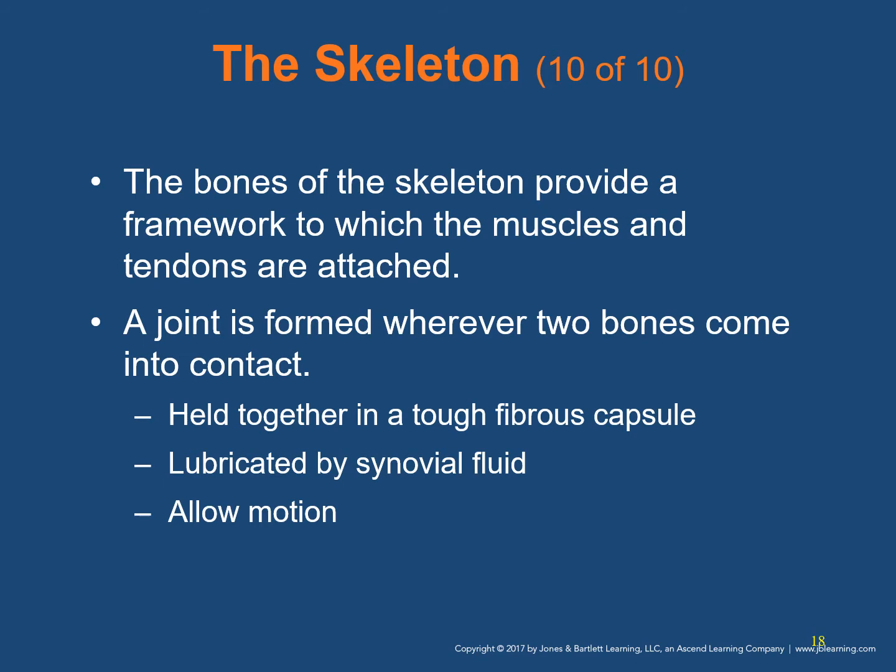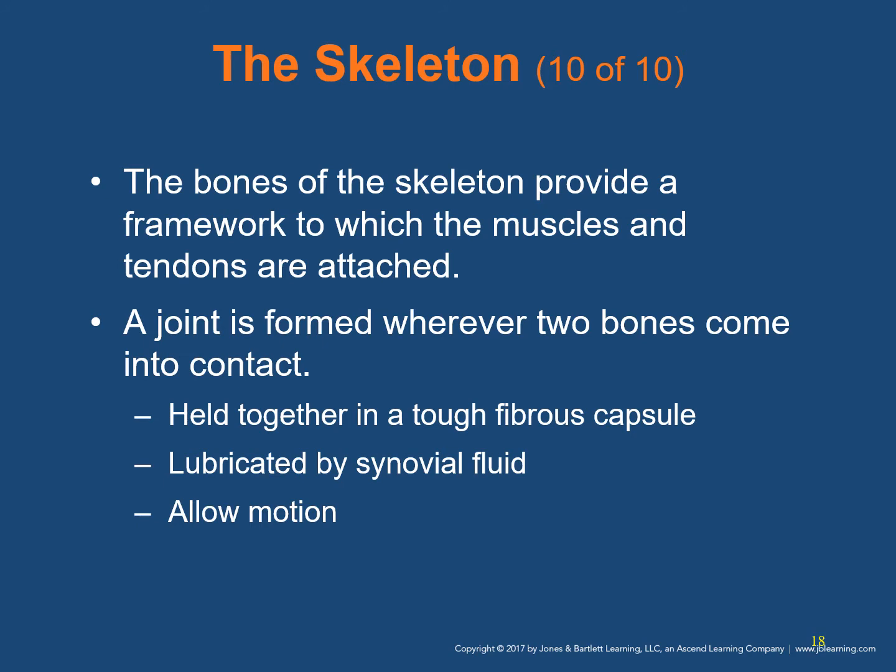The bones of the skeleton provide a framework to which the muscles and tendons are attached. Bone is living tissue that contains nerves and receives oxygen and nutrients from the arterial system. When a bone breaks, a patient typically experiences severe pain and bleeding.